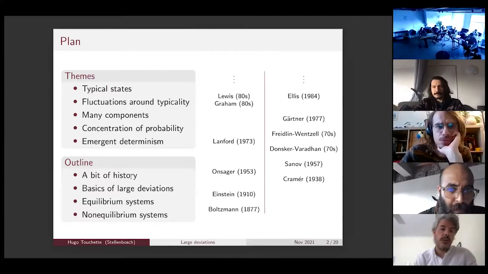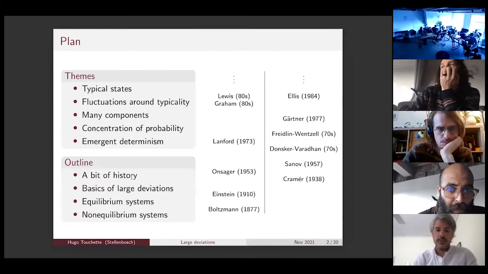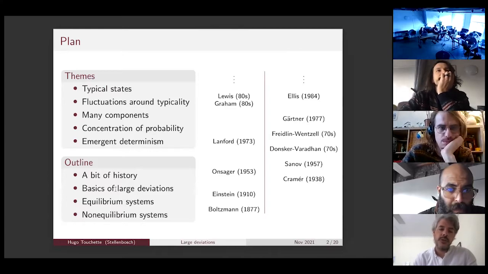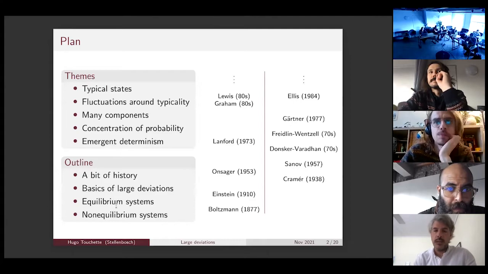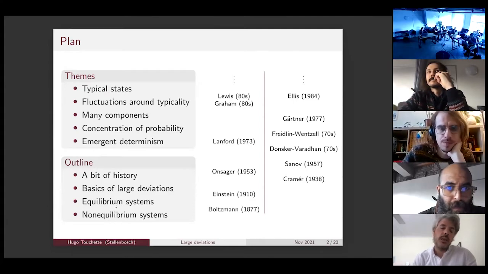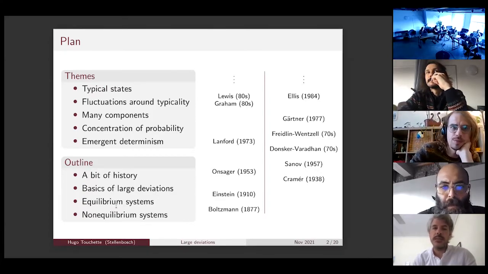systems. So I'll start with a bit of history in large deviation theory, then present the basics, the really basics of large deviations, the basic result that we use in statistical physics, and then I'll present two applications, one for equilibrium and another for non-equilibrium, and I'll finish with a panorama of more applications that are being studied in physics. So not just for equilibrium and non-equilibrium, but also for complex systems.